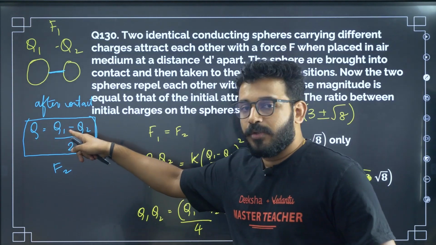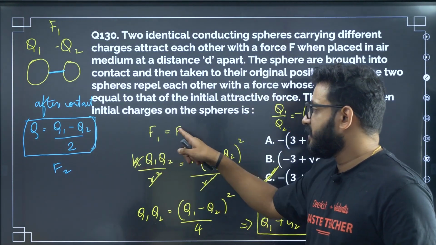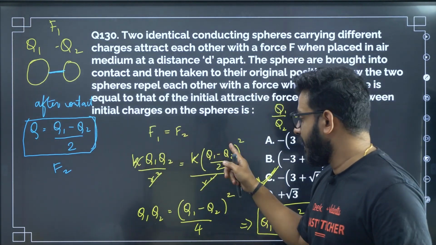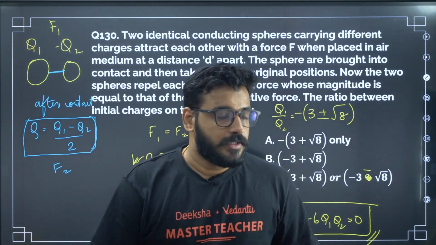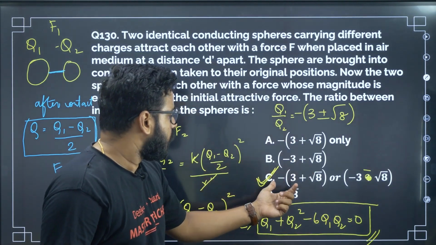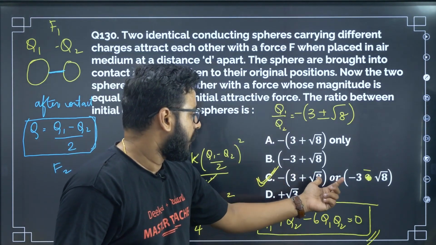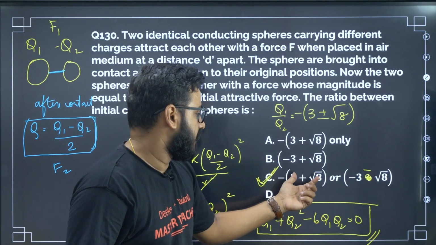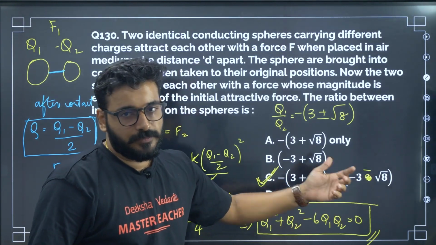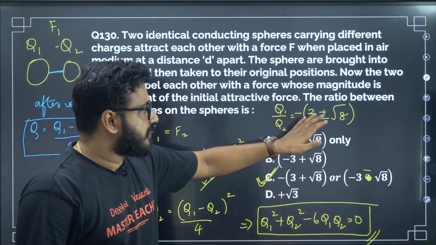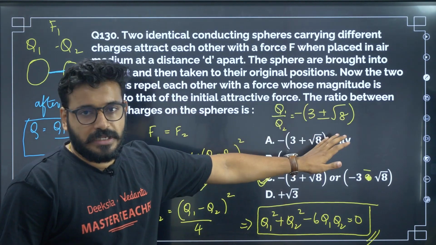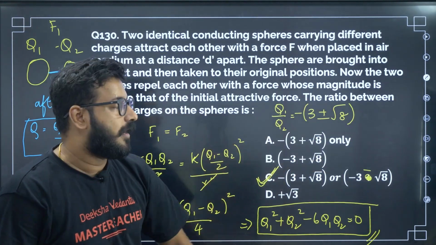So from here you go ahead with the equation of forces. Both the forces are the same, you get them and you get the answer. Please solve them and let me know. So the answer is obviously this one: minus 3 plus root 8 or minus 3 minus root 8. Just calculate this and let me know in the comment section if you have any contradictions regarding this.